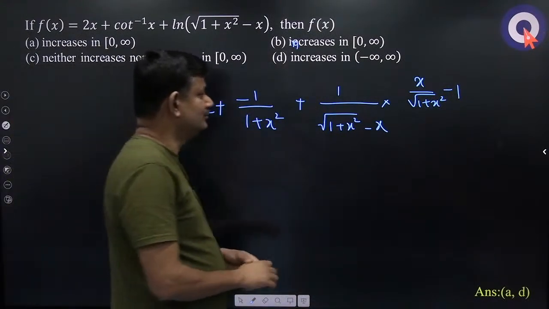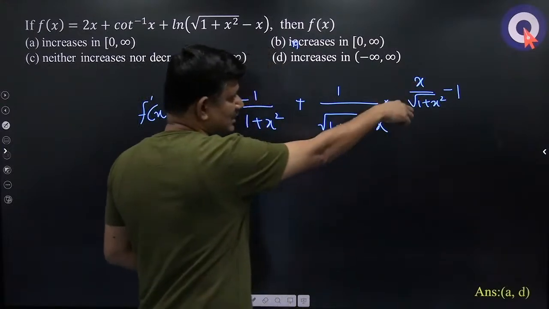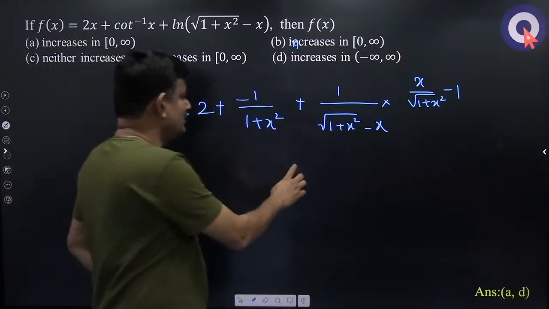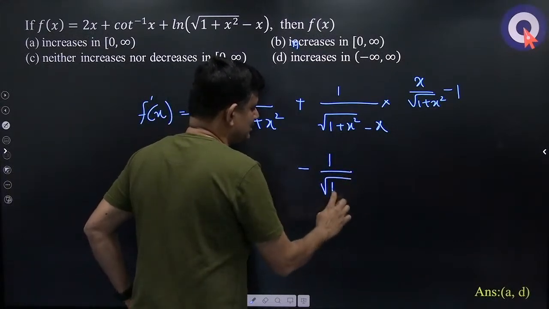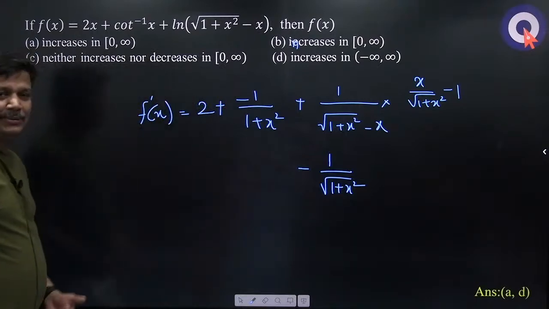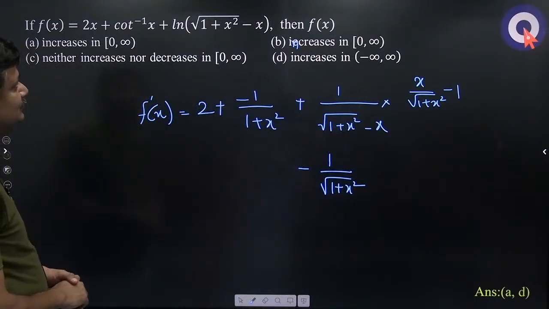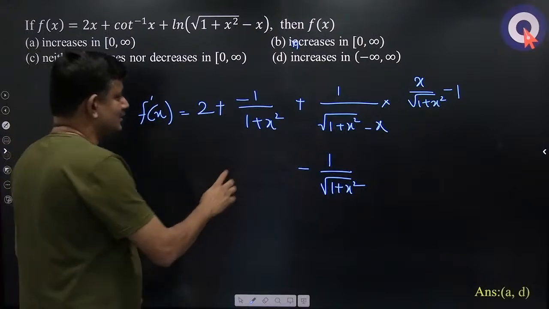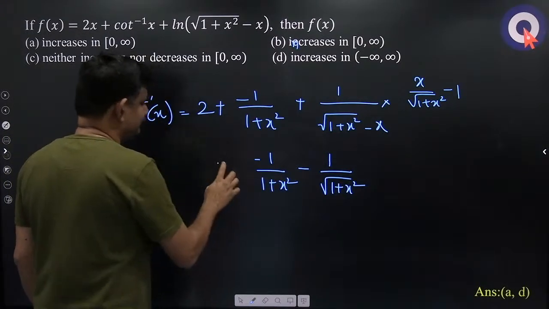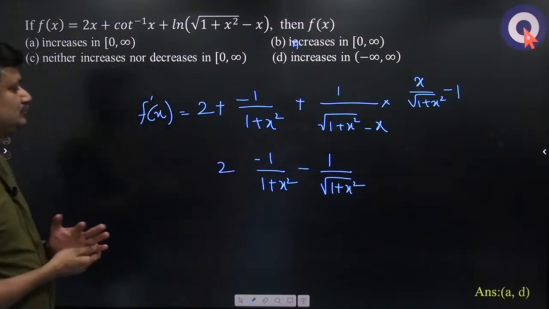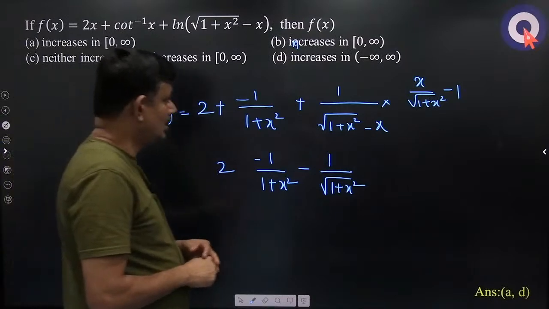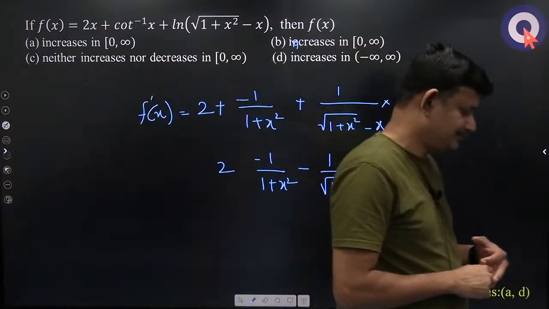Now if you see, root over 1 plus x square minus x, and x minus root over 1 plus x square gets cancelled. So what will you be left with? Minus 1 by root over 1 plus x square. And then this is minus 1 by 1 plus x square plus 2. Now what can you say about this?